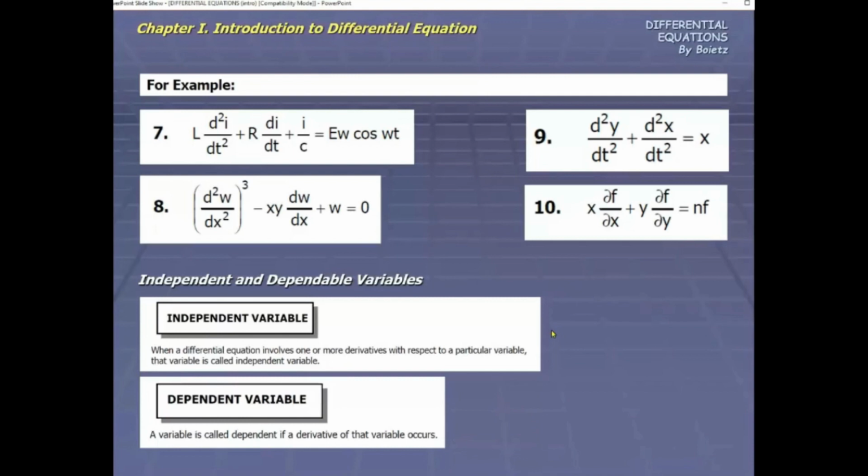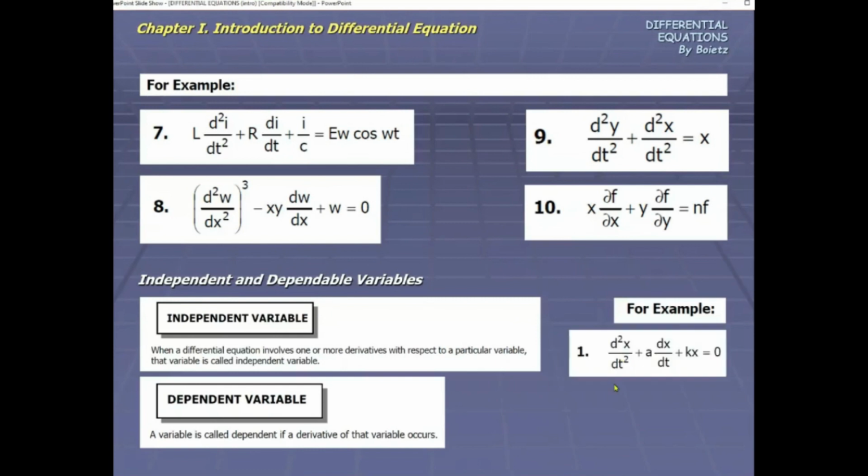Okay. When a differential equation involves one or more derivatives with respect to a particular variable, that variable is called the independent variable. So what now? Okay. And then, what is a dependent variable? A dependent variable: a variable is called dependent if a derivative of that variable occurs. Okay. It seems hard to understand.